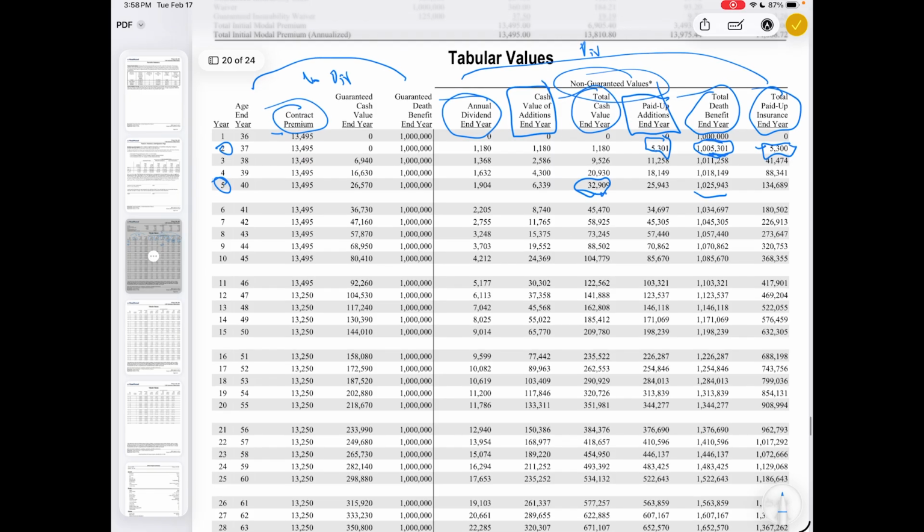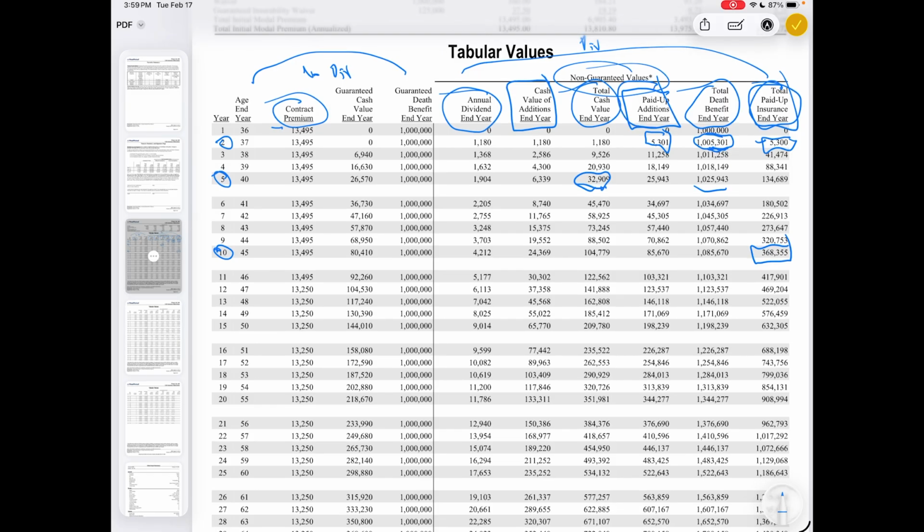But I want to explain that this total paid up death benefit amount is a function of premiums paid that are attributed to the original guaranteed death benefit plus any paid up additions that are earned up to that date. So at year 10, our outstanding paid up insurance amount is $368,355. What this is telling us is we have, if we look at the paid up additions column, $85,670 of paid up addition death benefit.